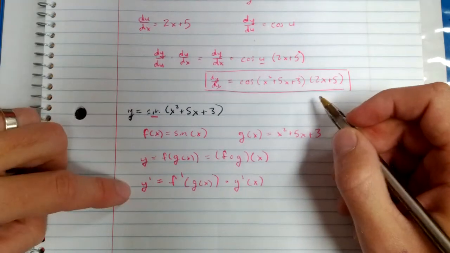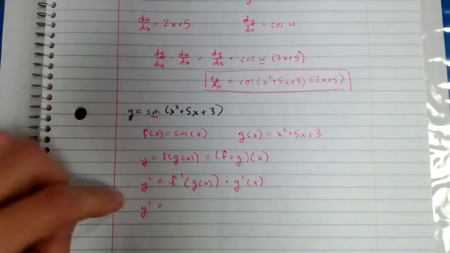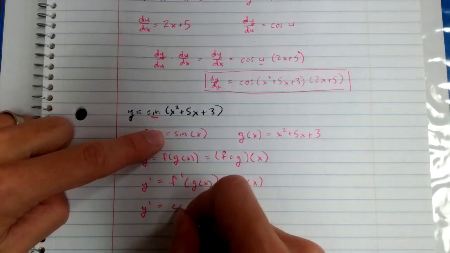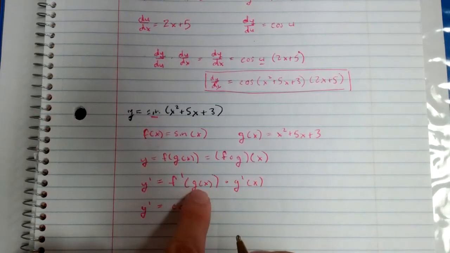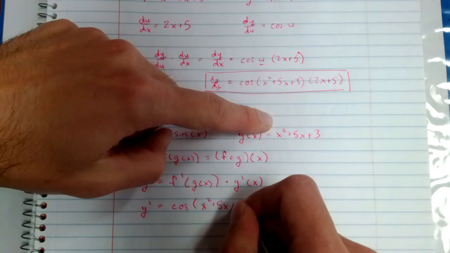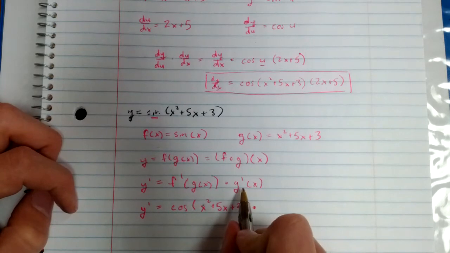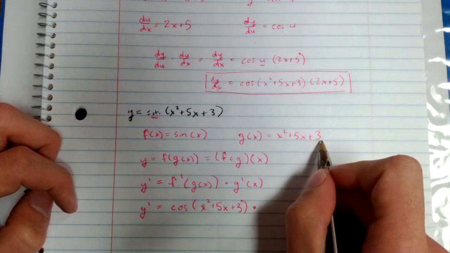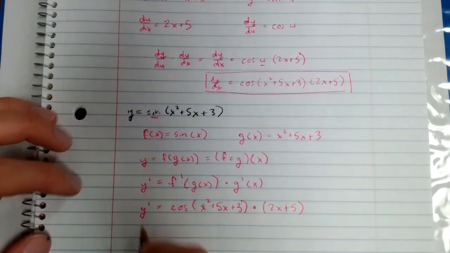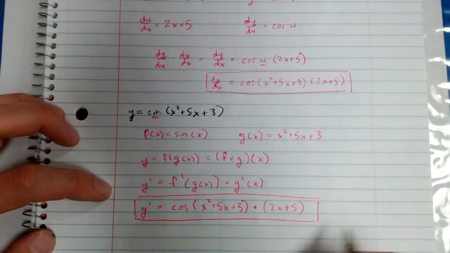So if I do that for this function, y prime is equal to the derivative of f. f is sine of x, so we get cosine, but instead of x, we replace x with g of x. So that's f prime of g of x. And we multiply that by g prime of x. For that part, I take the derivative of g, and I get 2x plus 5. It's the exact same answer we got above, but just two different ways of thinking about it.